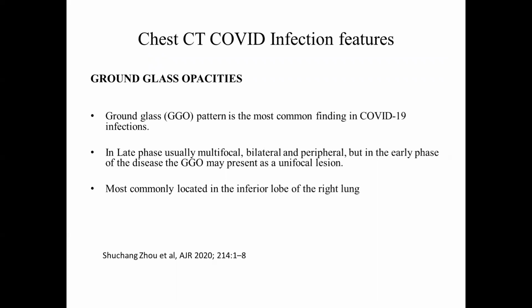Coming to the chest CT features of COVID infection, first we'll deal with the basic common terminologies used, from most common to least common. Ground glass opacities. The ground glass opacity pattern is the most common finding in COVID-19 infection. In the late phase, usually it's multifocal, bilateral, and peripheral. But in the early phase of the disease, the GGO may present as a unifocal lesion, most commonly located in the inferior lobe of the right lung. Source taken from the American Journal of Radiology.